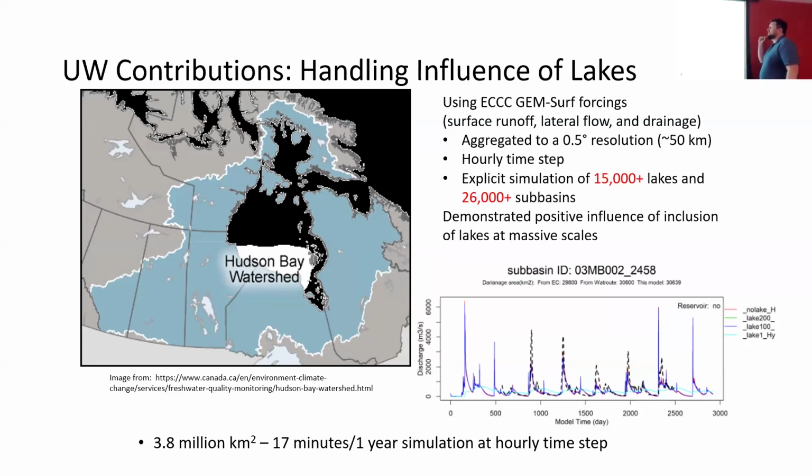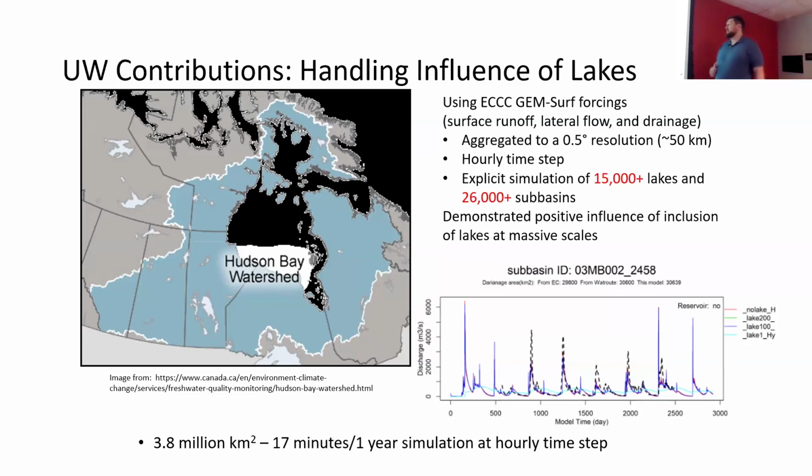So this is, we worked with Environment Canada, GEM-Surf forcings on a model of the entire Hudson Bay watershed where we had runoff provided by that Environment Canada land surface scheme. And we ran it through their system, which represented only the large lakes, and our system, which represented 15,000 lakes and 26,000 subbasins. And with no calibration at all, we see a marked improvement in performance just by including those hydrologically important yet often ignored lakes in a place, the Hudson Bay watershed, which is just covered in lakes, right? This is pure Canadian shield, thousands of lakes. They have an influence. Even without calibrating them, we see the benefit of addressing that influence.